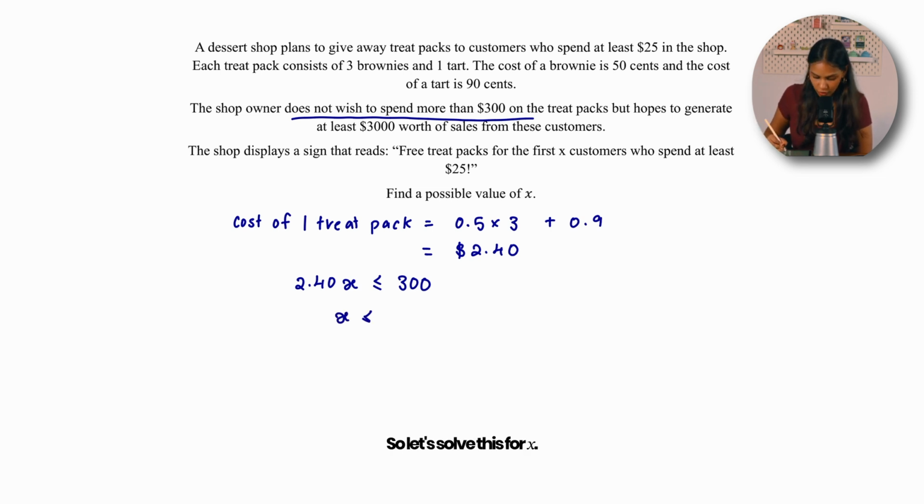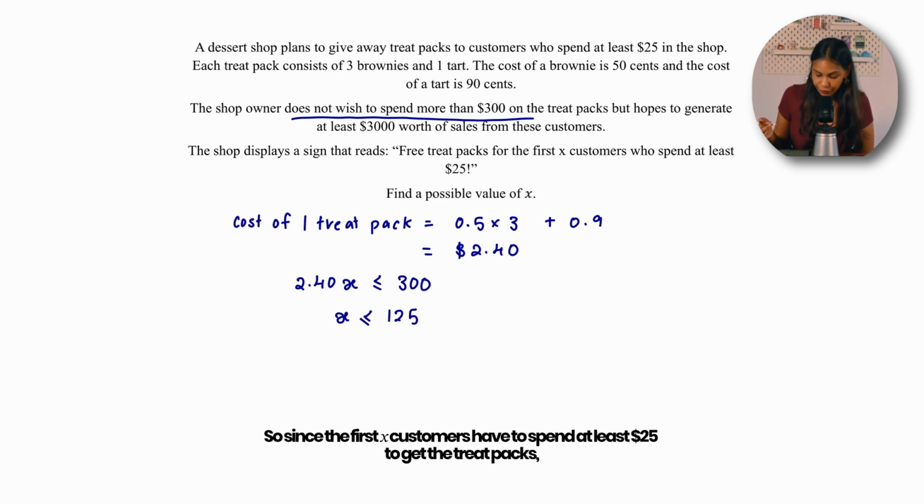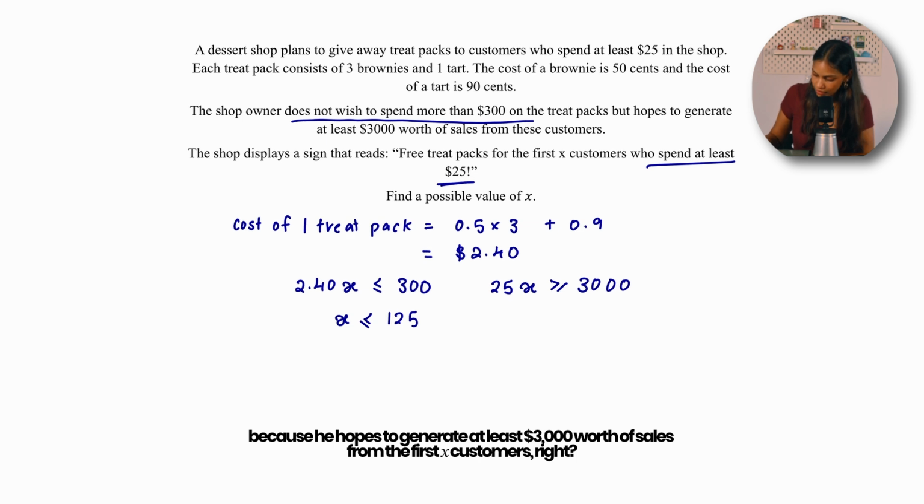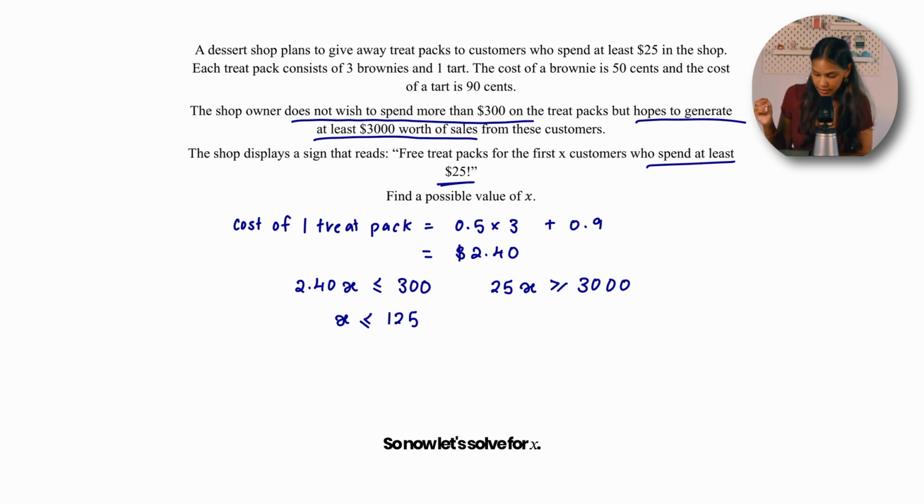So let's solve this for X. So we get X less than or equals to 125. So now let's make one more inequality. So since the first X customers have to spend at least $25 to get the treat packs, we have to do 25 times X should be more than or equals to 3,000. Because he hopes to generate at least $3,000 worth of sales from the first X customers, right?